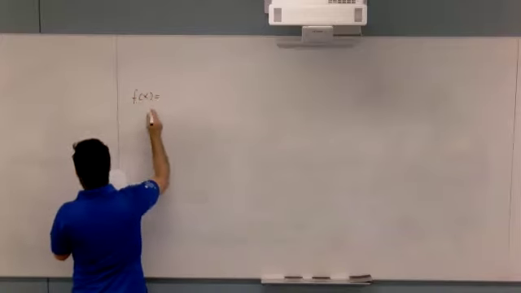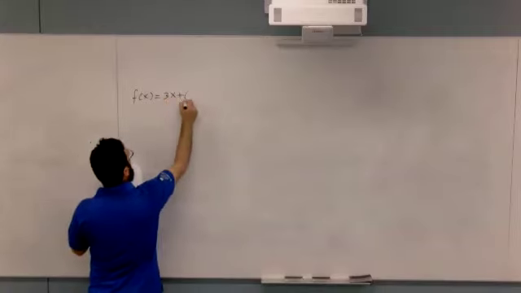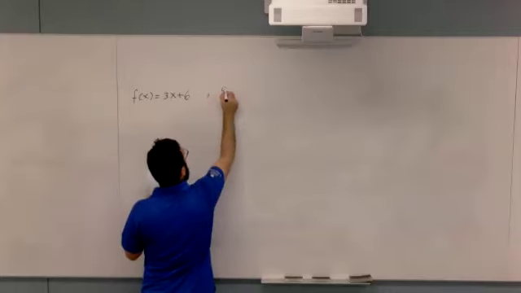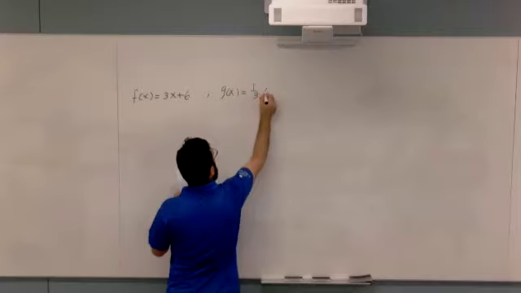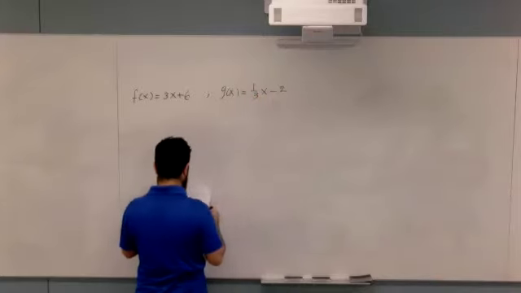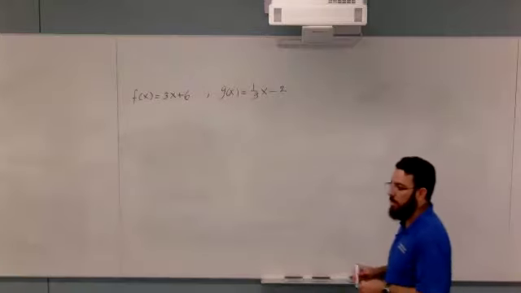Okay, they gave you now two functions. They're telling you f of x equals what? 3x plus 6. And g of x equals 1/3 x minus 2. They're telling you to prove that these two functions are what? Inverse to each other. How are we going to check that?